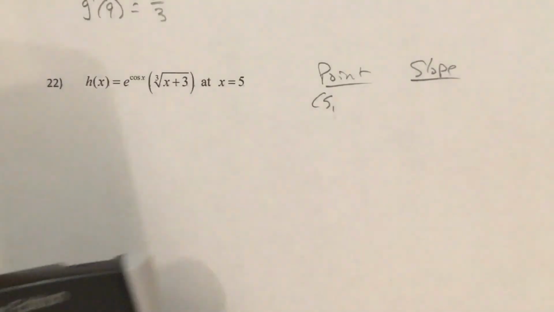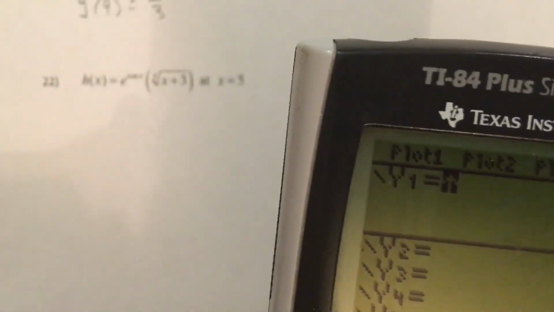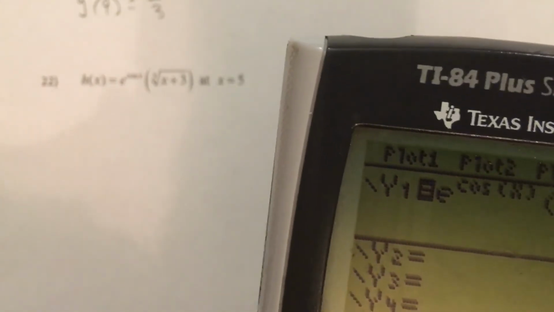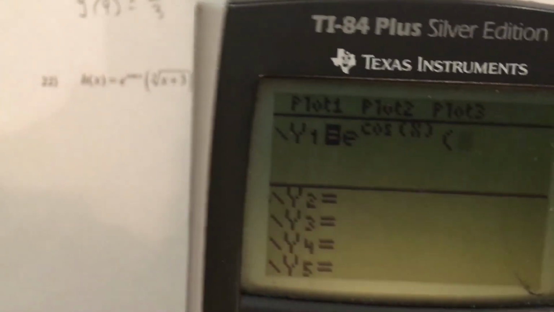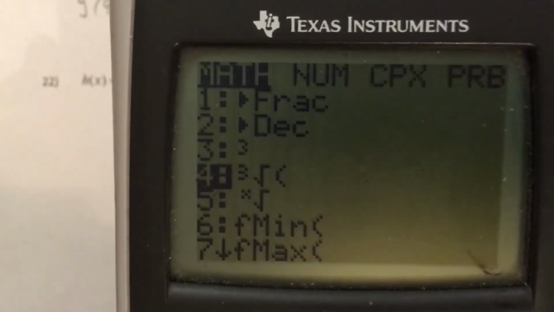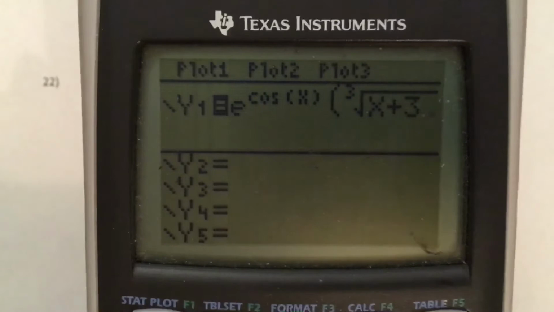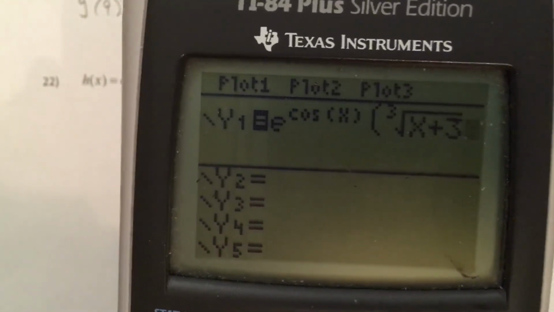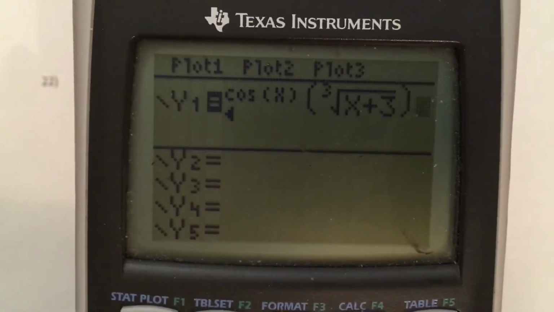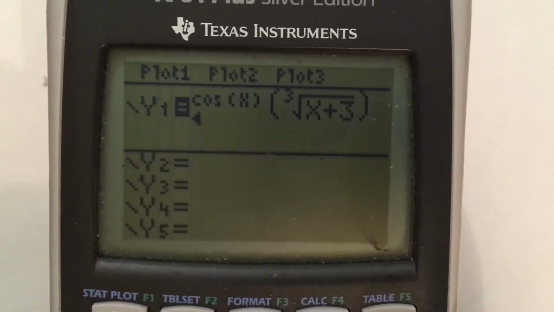So what I'm going to do is take my calculator, go to y equals, and we're going to type this equation in. e to the cosine x, come down from there, parentheses, I want the cube root of x plus 3. Probably the easiest way to do that, there is a cube root function on your calculator. If you go to math, number 4, gives you a cube root, and then you can put x plus 3 in there, or you could just put parentheses around that and raise it to the 1/3 power. All right, so there's our function, and now I want to know what the function is at 5. Now you can go to graph, trace 5, and do it that way, or you can use some other ways.